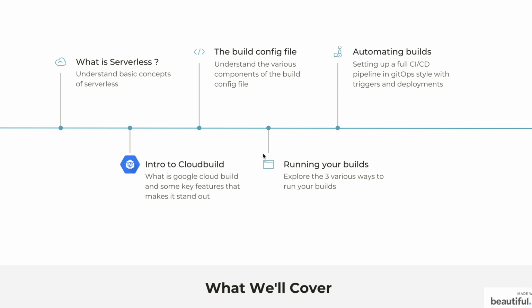In this step, we're going to be setting up a full CI/CD pipeline in GitHub style that triggers when code is pushed to a GitHub repository. And finally, we're going to look at how we can optimize our build pipeline in terms of speed and also to optimize for security.